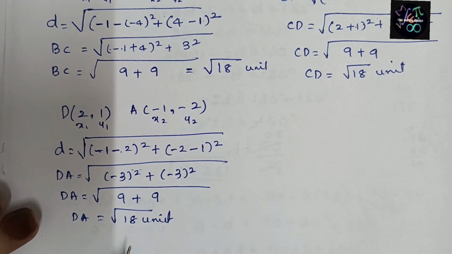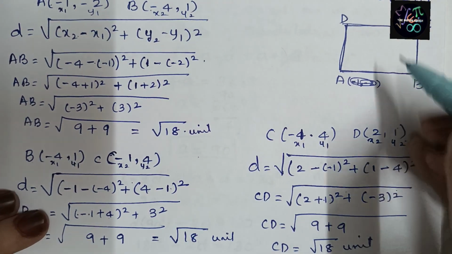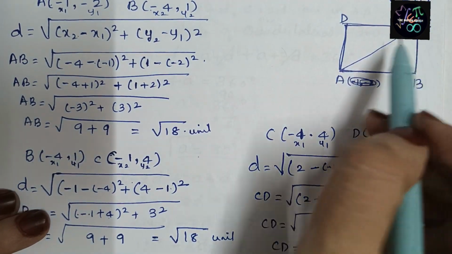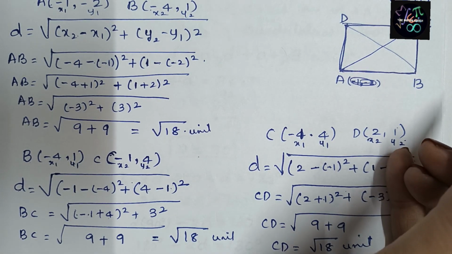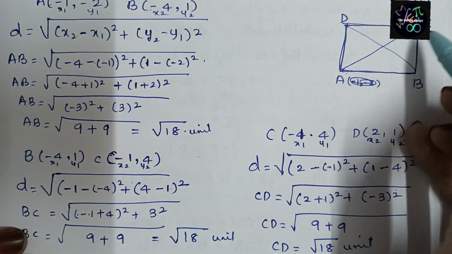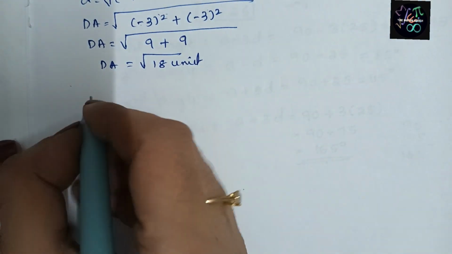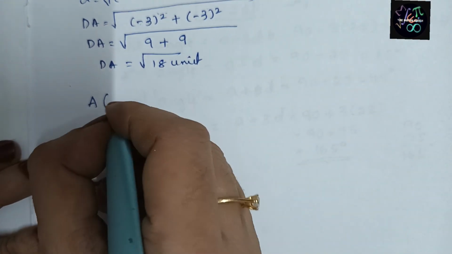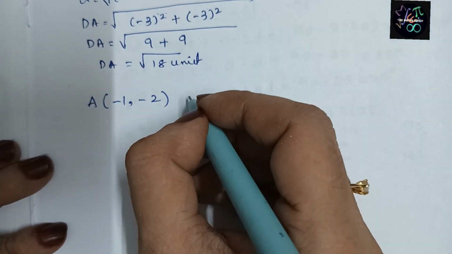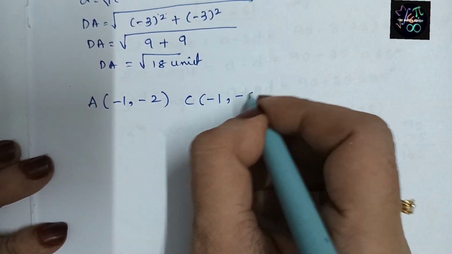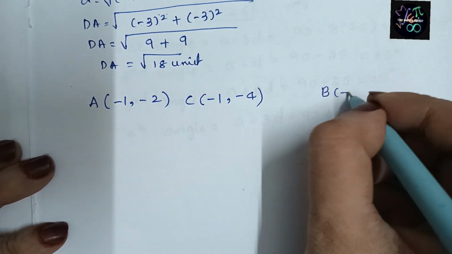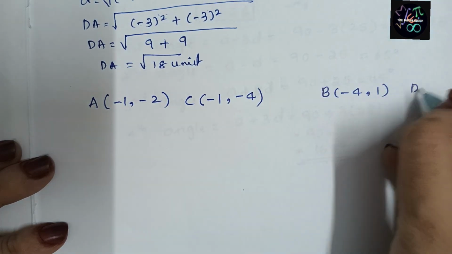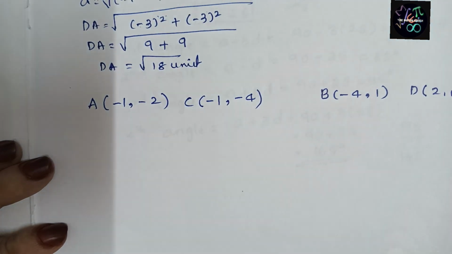But let us see whether the diagonals are also equal. What will we get for the diagonals? A to C. If the diagonals are equal then it is a square. If the diagonals are not equal then it cannot be a square. So let us see the A and C points, and D and B points. Okay, let us see about the diagonals. A is (-1, -2) and C is (-1, 4), and one more diagonal is DB, B (-4, 1) and D (2, 1). Let us see both diagonals.